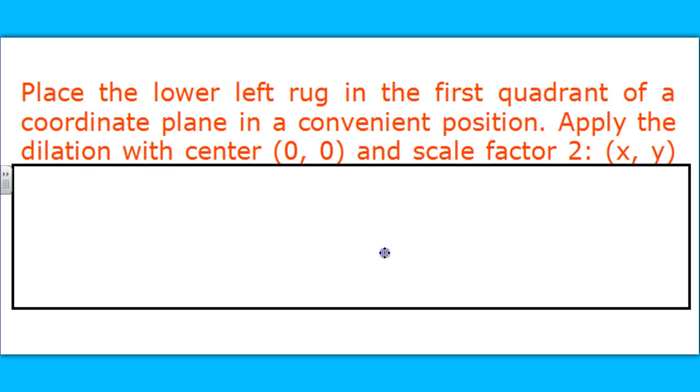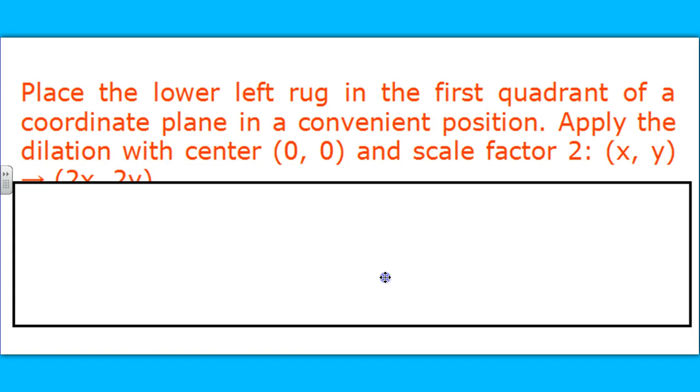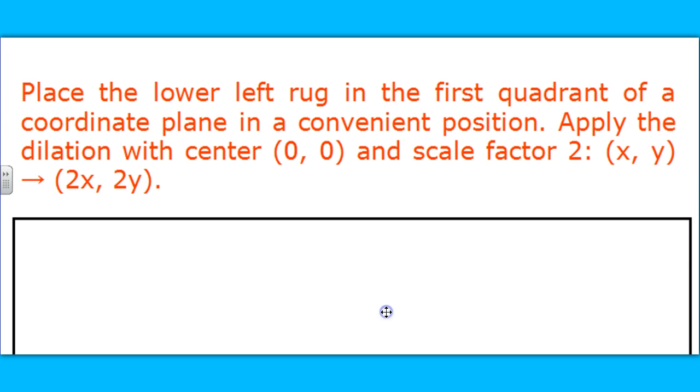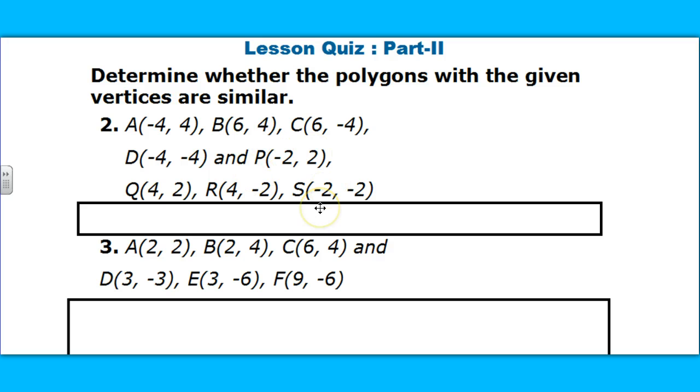And then we could apply the dilation. Since the scale factor is 2, we could multiply each of the vertices of the small rug by a factor of 2, right? And then we can place the large rug in that location. Go ahead and pause the video and come back and check your answers.